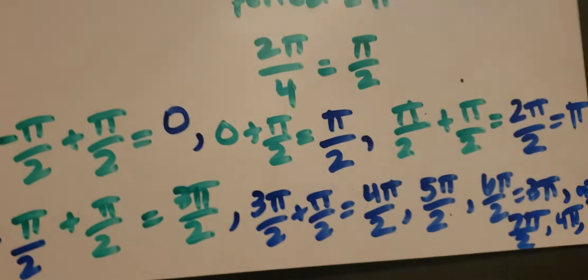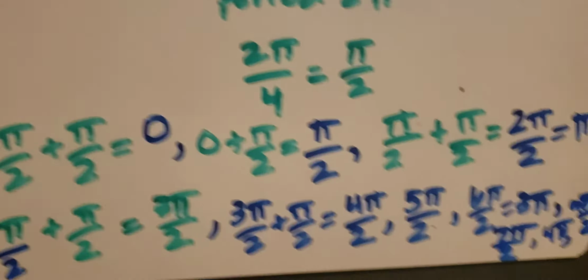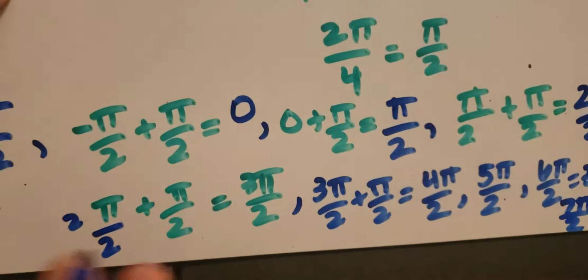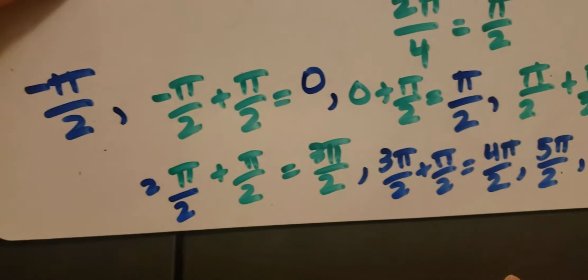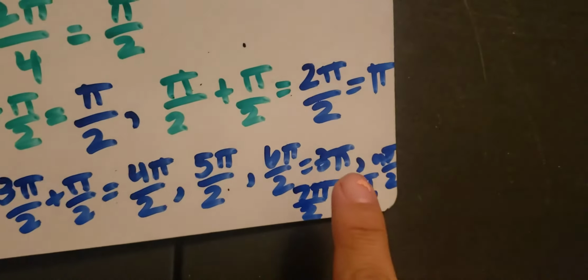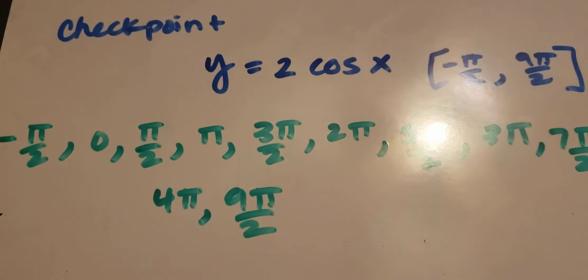Okay, and oh my gosh, you guys, I ran out of room. So let me clean up and let me show you what all our points should look like. Okay, but you keep going. You'll know when to stop to get 9 pi over 2. So let me clean this up.